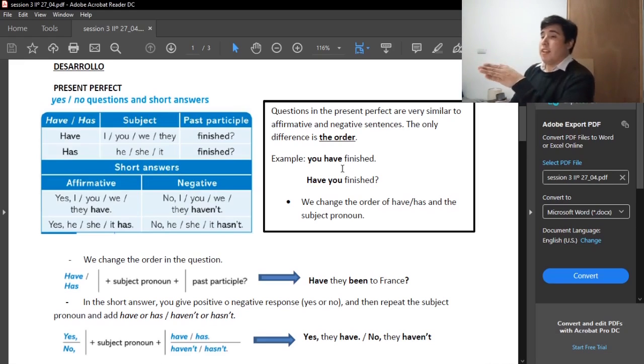Example, you have finished. Affirmative sentence. Now, the question: have you finished? You see, the only thing that changes is the order of the auxiliary and the subject, okay? For questions, we start with the auxiliary followed by the subject, but for affirmative or negative sentences, we start with the subject and it's followed by the auxiliary.